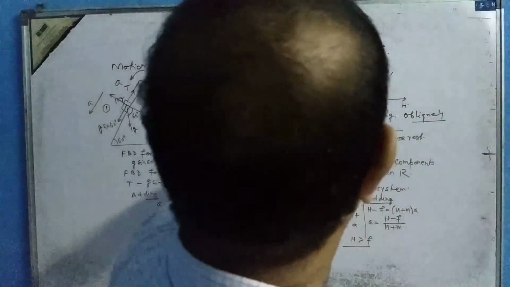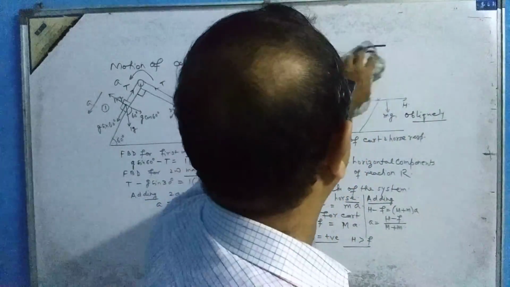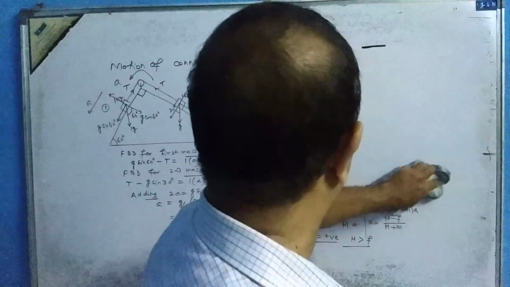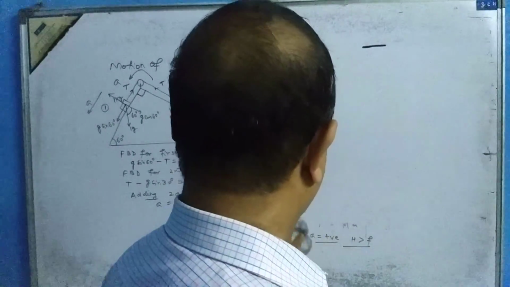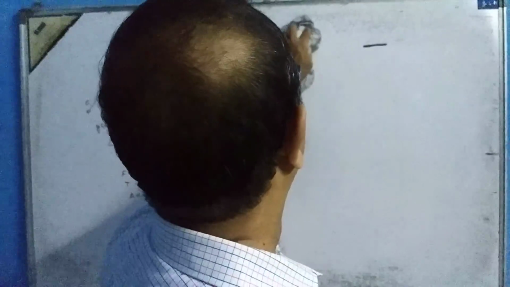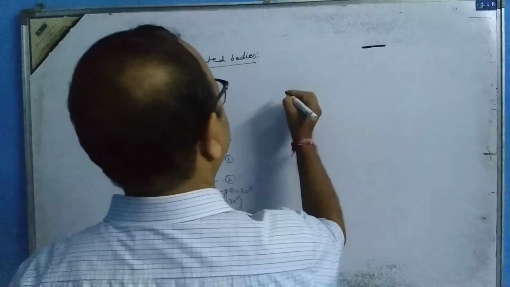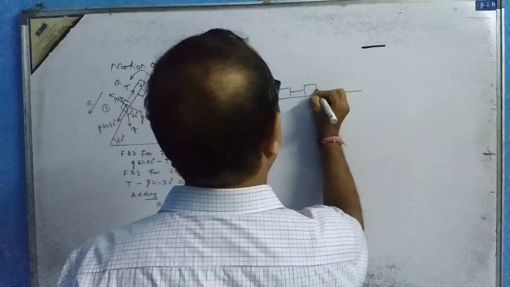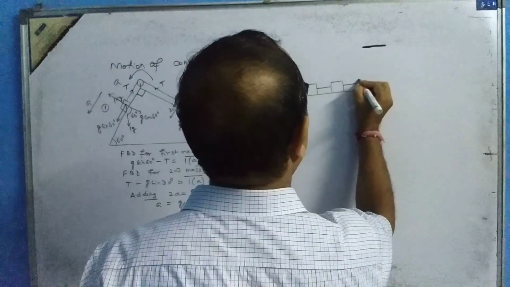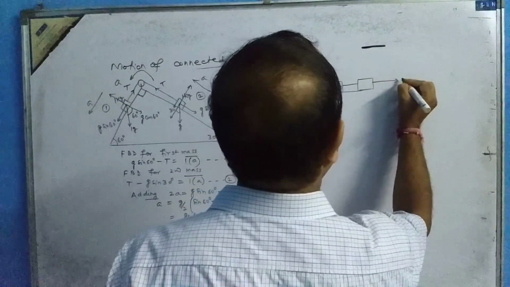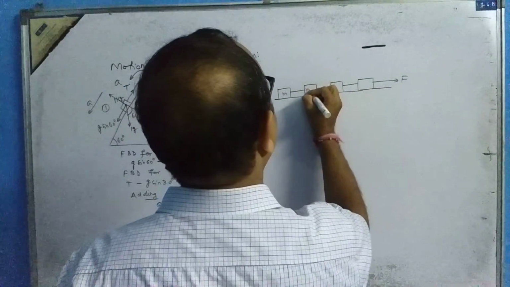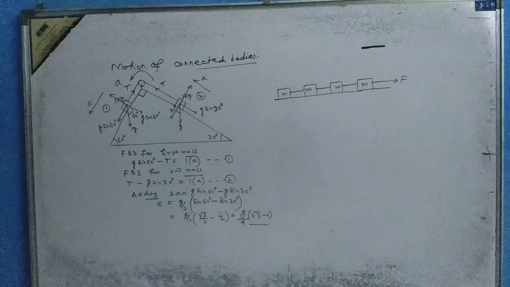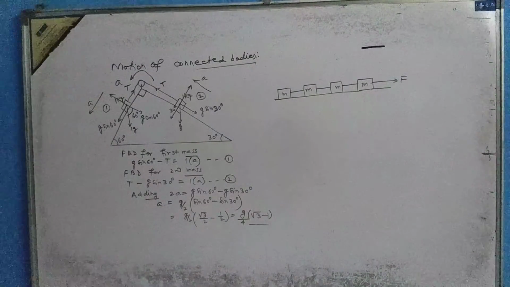One more question. I will just discuss it here, dear students, and it is not an NCERT question. I am discussing it on my own. Look, I'm considering a system like this. Suppose there are four masses, 1, 2, 3, 4, and force F. On a smooth surface, there are four masses, each of value M.